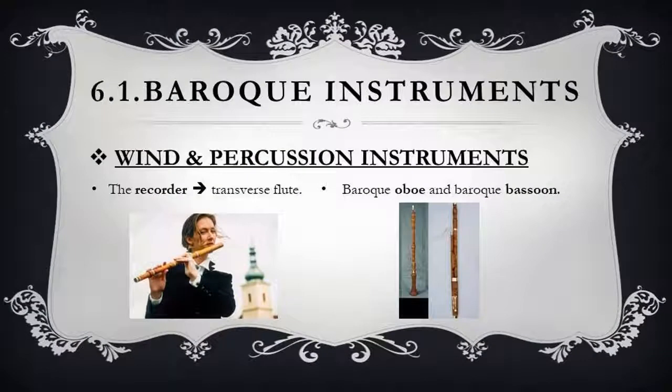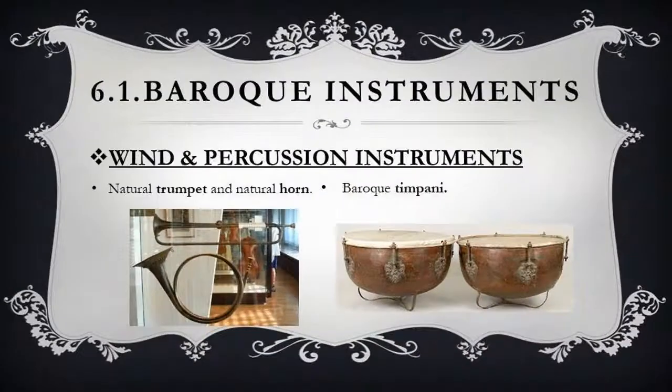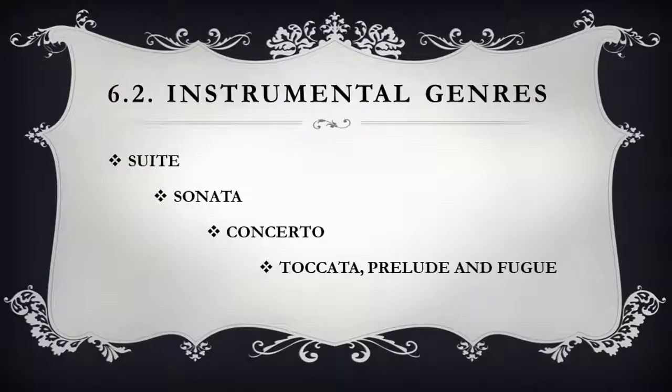The recorder was replaced by the Baroque transverse flute. Baroque oboe and Baroque bassoon had fewer keys than the current instruments. Natural trumpet and horn didn't have valves or pistons. Baroque timpani.